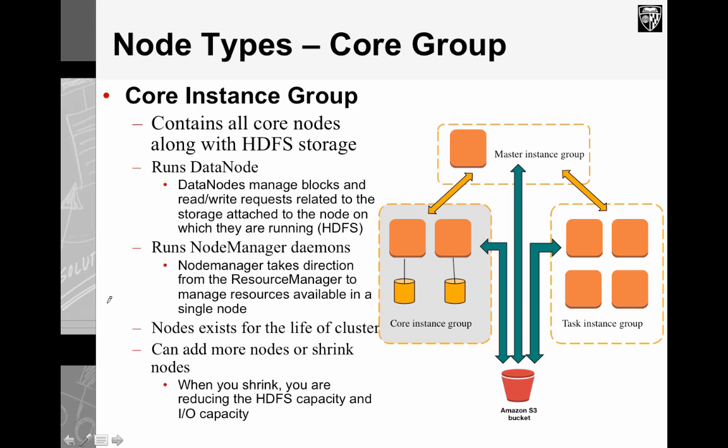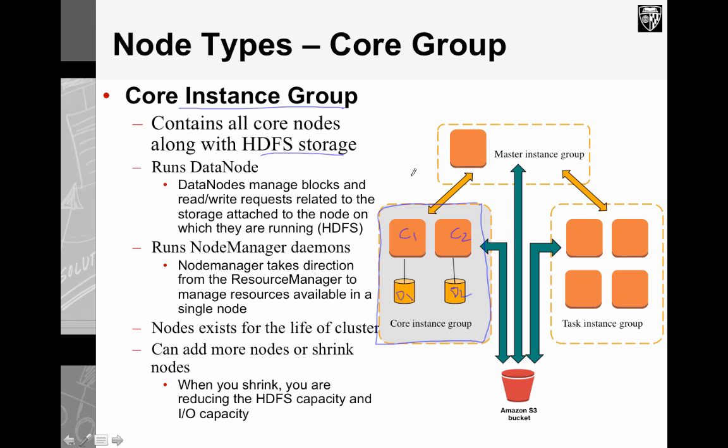Now let's look at the core group. In terms of core group, the core instance group contains all the core nodes, and these core nodes have HDFS storage associated with them. Here's the core group. The core group has two core nodes, C1 and C2, I'm going to call them. And notice they have their own file system, their own disk. So I'm going to say disk 1 and disk 2. They are their own disks.